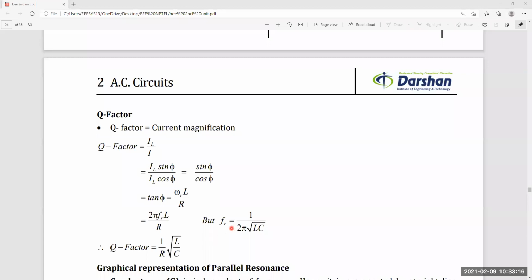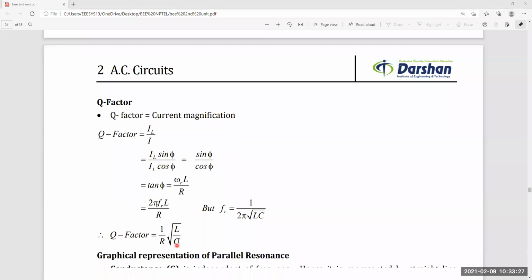In the parallel resonance case, by neglecting the resistance, which is very, very small, you will get FR is equal to 1 by 2 pi root LC. Q factor is equal to 1 by R root L by C. So this is the Q factor.